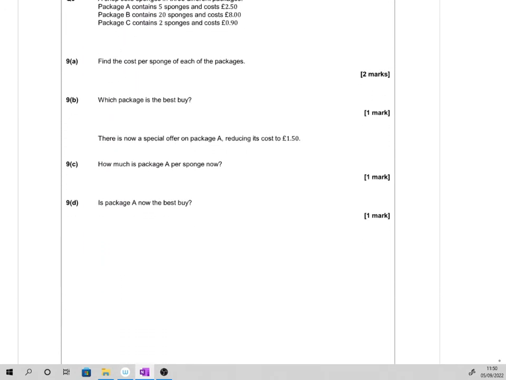A shop sells sponges in 3 different packages. Find the cost per sponge of each pack. So 250 pence divided by 5 is 50 pence. So that one's 50p. 800 divided by 20 is 40 pence. So that one's 40 pence. And 90 divided by 2 equals 45 pence.